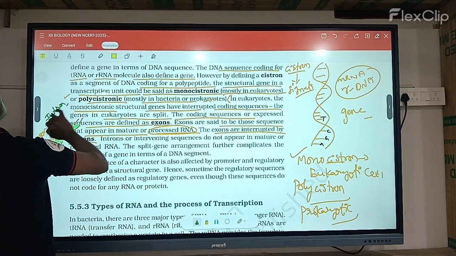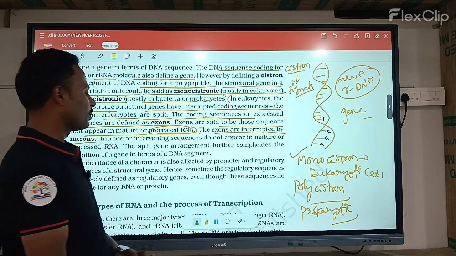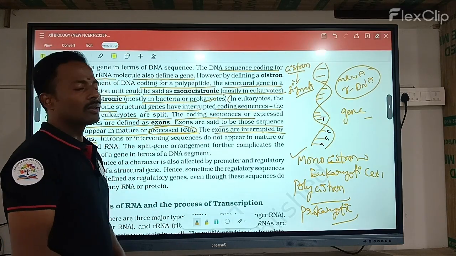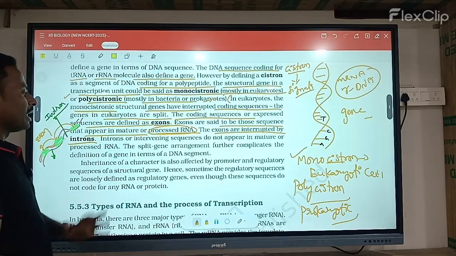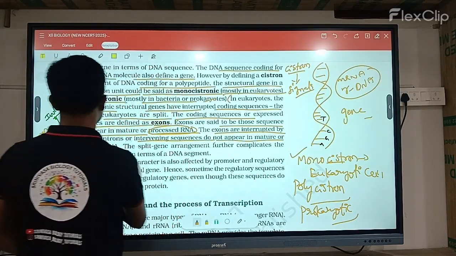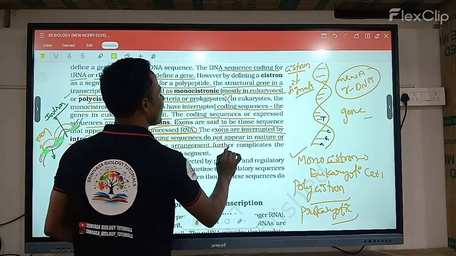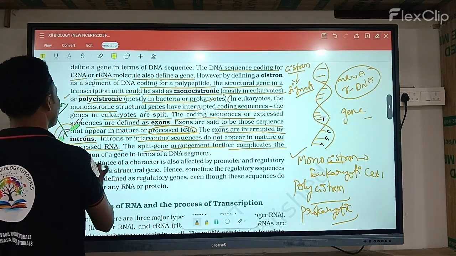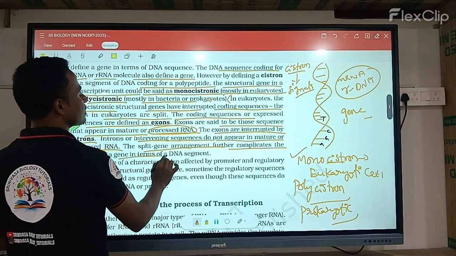Introns are non-coding sequences. They are called what? Non-coding sequences. Here, they do not code for any amino acids. The introns, or interrupted sequences, do not appear in the mature processed RNA. The split genes complicate the definition of genes as a DNA segment.